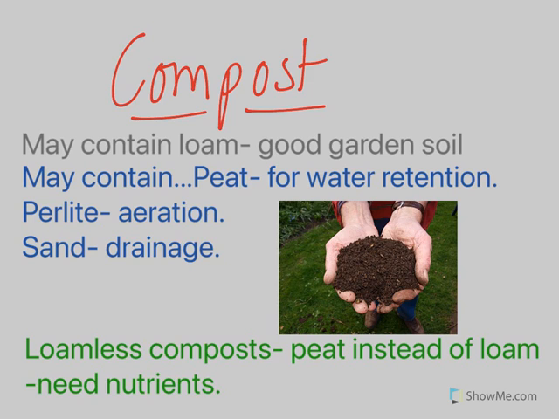And finally, we come to compost. Most composts that you buy contain something called loam, and that's basically good garden soil. And they contain things like peat for water retention, or a substance called perlite, which allows air to get to the roots, or sand, for example, to help water drain from that compost. You can also get loamless composts, and these have peat instead of loam, but they need regular nutrients to enable the plants to grow.